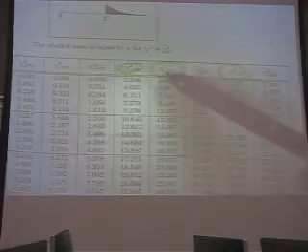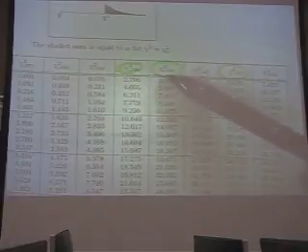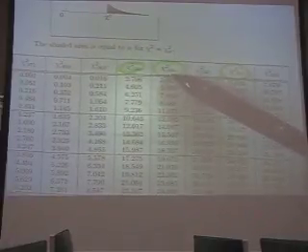So this little subscript tells you the alpha. This column over here gives you degrees of freedom.